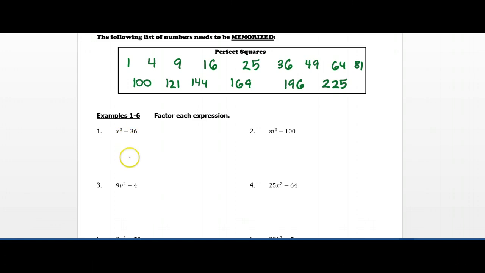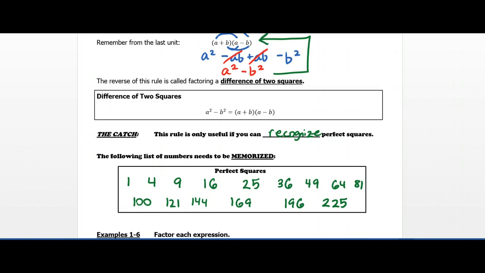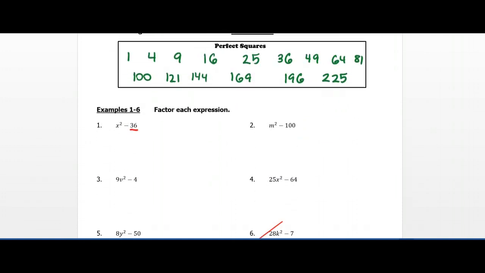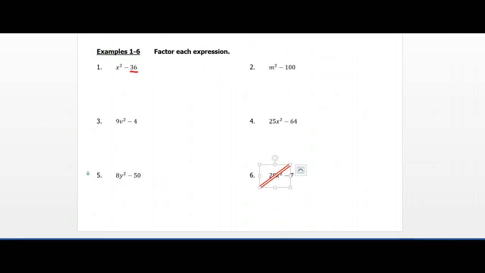Number 1, it's a difference. Number 2, you have an x squared. x squared is itself a perfect square because you can take x times x to get x squared. And then you have the number 36 right here, which is on our list of perfect squares. 36 is 6 times 6, or 6 squared. So that means that this problem, number 1, factors using that difference of squares rule, and I'm going to show you now how you factor this. Number 1 is going to factor into two binomials.